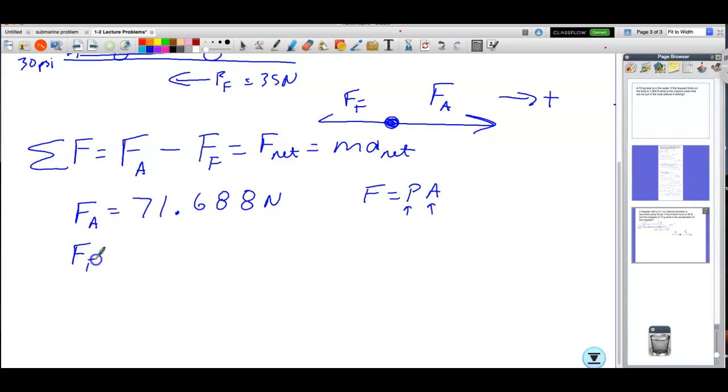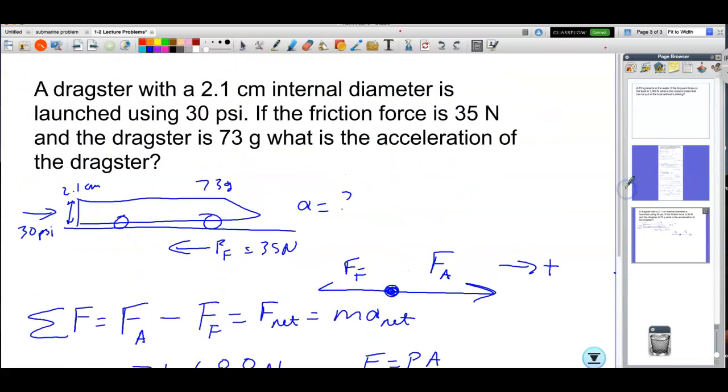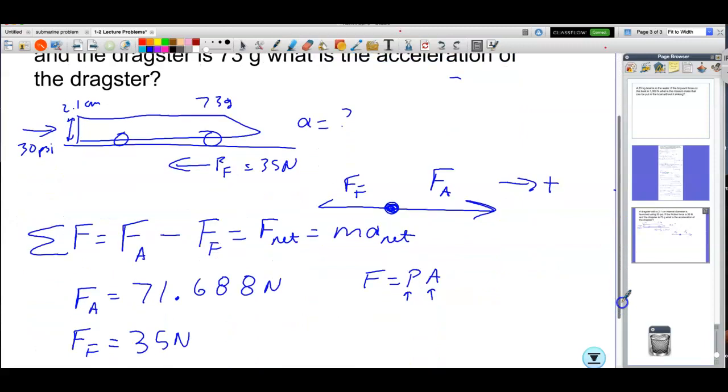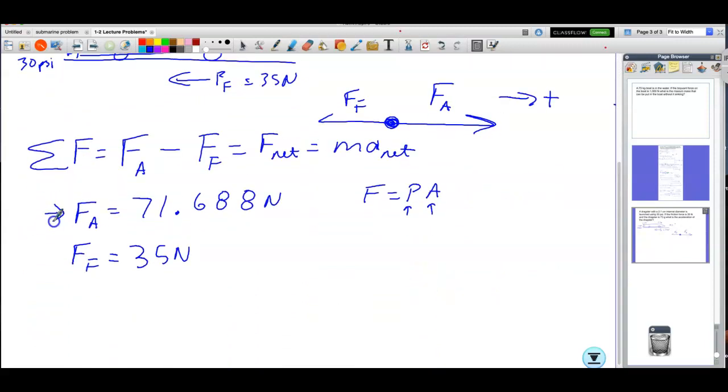But then the force of friction, it tells us in the problem that it was 35 newtons. Right here, it says the force of friction on the dragster is 35 newtons. So having the force of the air already done simplifies the problem quite a bit, because now we can just say that the force of the air is 71.688 newtons minus our force of friction, 35 newtons. And when we do that, that's going to equal the mass times the acceleration, net.